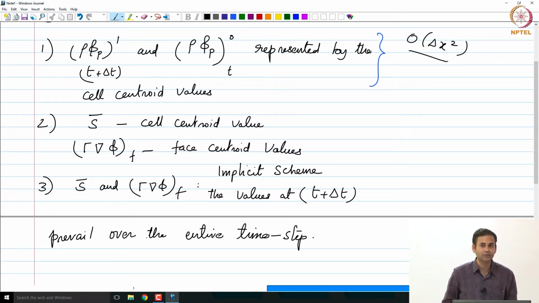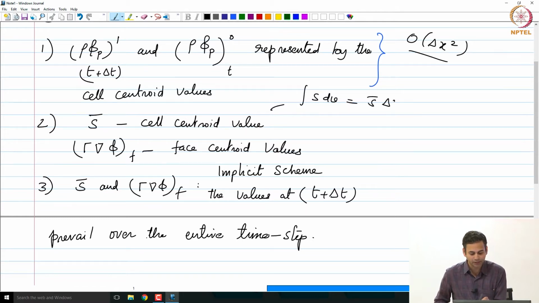What about the second assumption, S bar and gamma grad phi? This is also a mean value approximation, right. We are calculating the integral S dV as S bar times delta V, saying that this is the centroid value. Both these assumptions lead to a spatial order of accuracy of what? Which order? Second order. Okay.